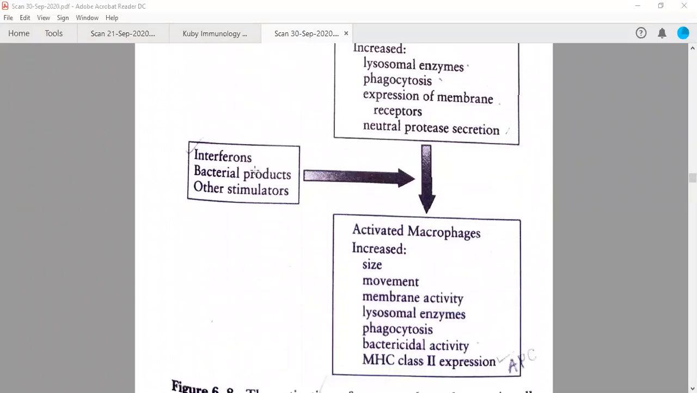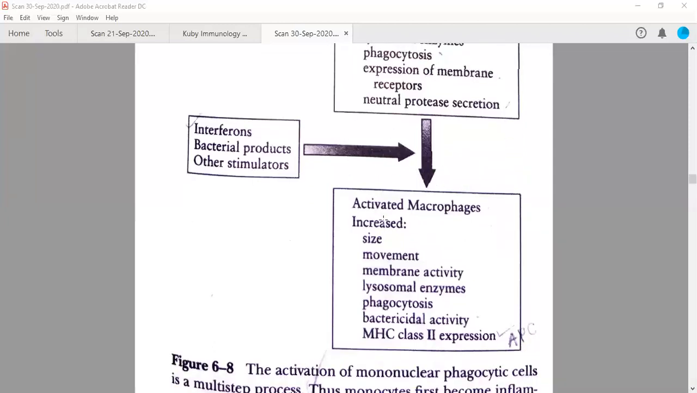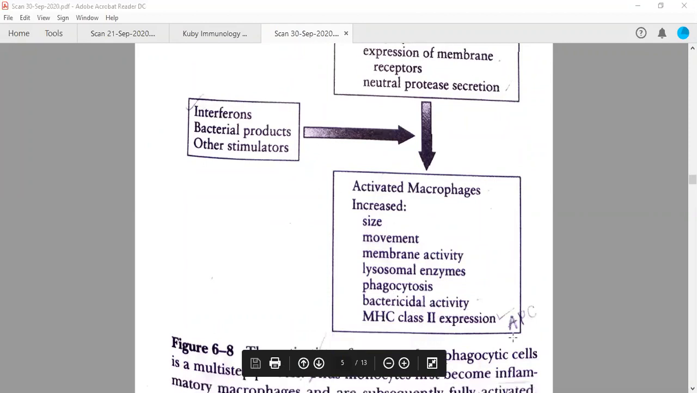If there is interferon beta, bacterial degradation products and other stimuli will also meet. Ultimately, they will differentiate into highly activated macrophages, and they will show increases in size, movement, membrane activity, lysosomal enzymes, and phagocytosis, and they will show bactericidal activity by secreting some proteins. Also, they will present antigens to T helper cells, so that other cells of the immune system can also be activated.